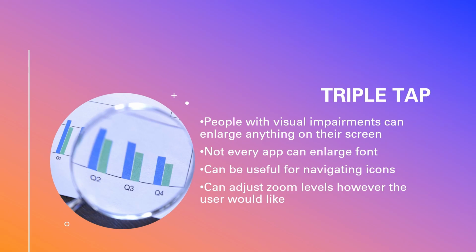The next feature I'm going to be showing is the triple tap feature. So people with a vision impairment can enlarge anything on their screen with triple tap. Not every app can be enlarged with the font setting. Some UI just doesn't let you enlarge everything. And this could be useful for navigating icons as well, which I will be demonstrating in the video. And you can adjust the zoom levels however the visually impaired person would like. Here's a demo.